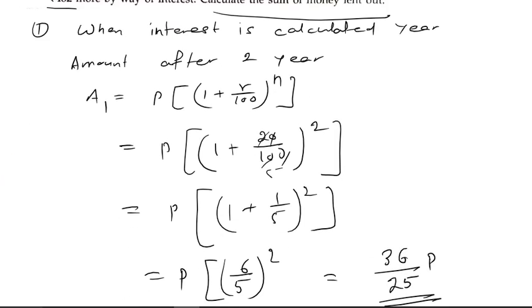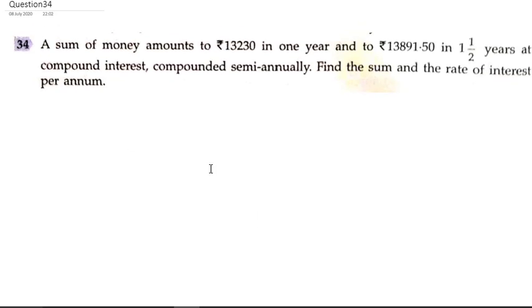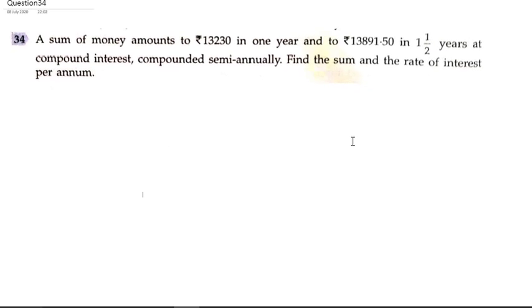Now let us check the last question. The last question is: a sum of money amounts to rupees 13,230 in 1 year and 13,891.5 in 1.5 years at compound interest, compounded semi-annually. Find the sum and the rate of interest per annum. So this question I leave to you. You try. It is compounded semi-annually, right? So keep this in mind and try to solve question number 34.